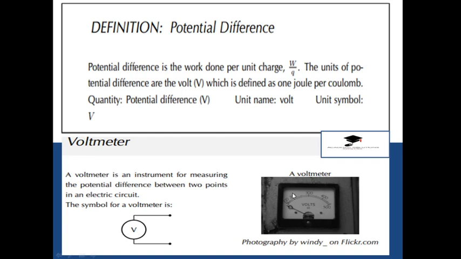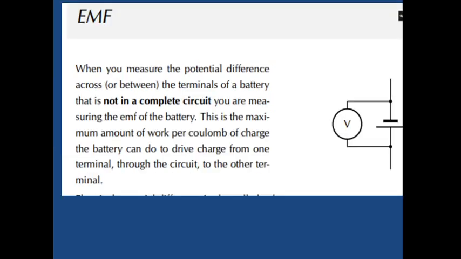Now quickly, let's look at what is called the EMF of a battery. There's a difference between the potential difference and the EMF. I believe after this you will be able to differentiate between an EMF and a potential difference. The difference is just this: the EMF is what you measure on the terminals of a battery when it is not in a complete circuit. It means that when the battery is there and it's not in a complete circuit, what you can measure from it using the same voltmeter is what we call the EMF.